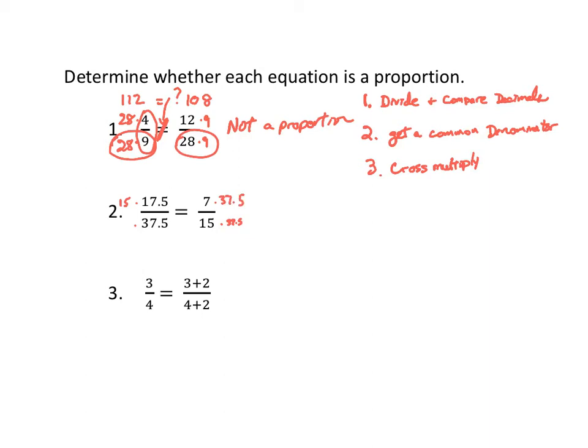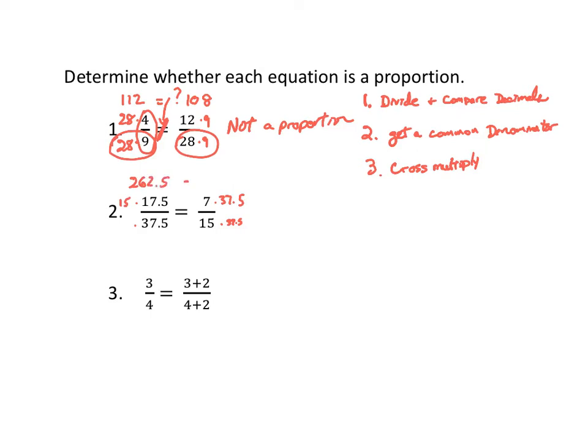So this isn't really longer than dividing and comparing decimals, because I'm still just multiplying two multiplication problems, 15 times 17.5 and 7 times 37.5. For those of you who like dividing, then you're dividing 17.5 by 37.5 and 7 divided by 15. Okay, well, I'm just multiplying instead. 15 times 17.5 is 262.5.